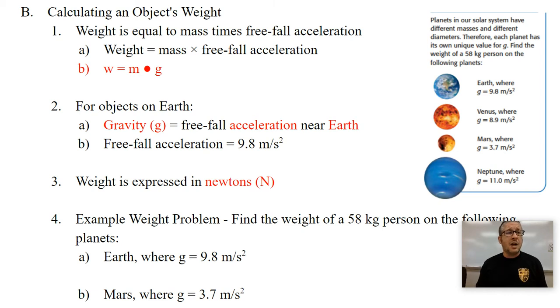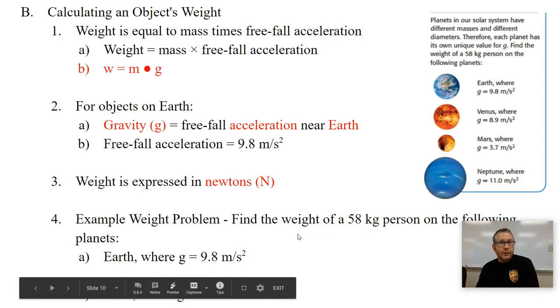But first, we have a couple of example problems dealing with weight on two different locations. As you see down here towards the bottom, we are asked to find the weight of a 58 kilogram person on the following planets. Much like what we saw in section 1 dealing with mass when talking about force, we made the very important statement that mass must be in kilograms. That has not changed. And you probably already figured that out by the time you saw number 3 here says weight is in newtons.